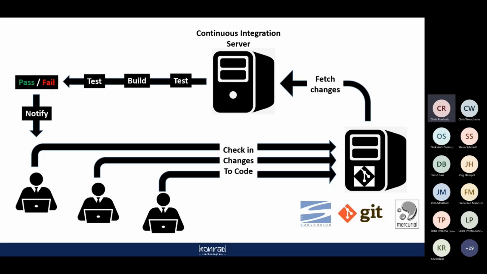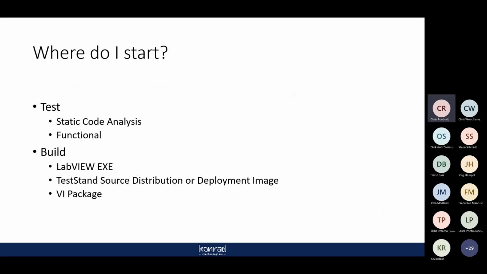Because we've got 50 minutes left to talk about this, and as I said, it's part 1 of potentially 23. So where are we going to start? We're going to start with the test piece. We're going to start with the build piece and the determination of that pass-fail criteria and result. So in terms of test, today we're really going to talk about static code analysis and functional test, and we're going to talk about build. That might be a LabVIEW executable that we're going to build. It might be a TestStand source distribution or deployment image that we're going to build, or it might be a VI package that we're going to build.